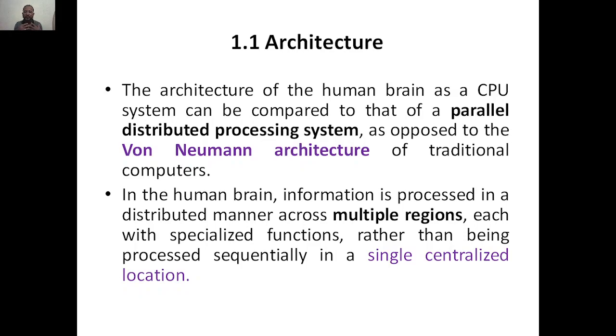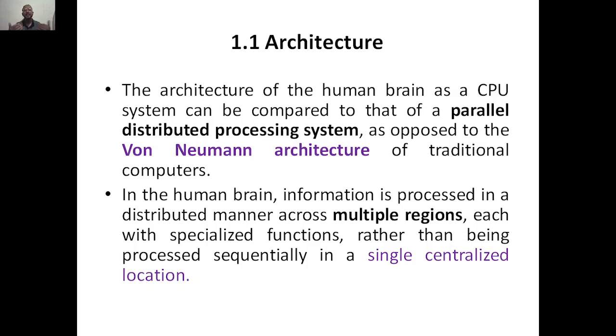So in the brain, information is processed in a distributed manner. Can you see, these are all distributed across multiple regions, and every region has different specialized functions. Understand? That's why I am able to multitask when I am explaining. I am taking a very simple example which is in front of you now. Rather than being processed sequentially in a single centralized location, in the brain it is not centralized. It's not like first I look, then I process in my brain, then I store the information, then I explain it to you, then I sign. No, everything is happening in parallel.